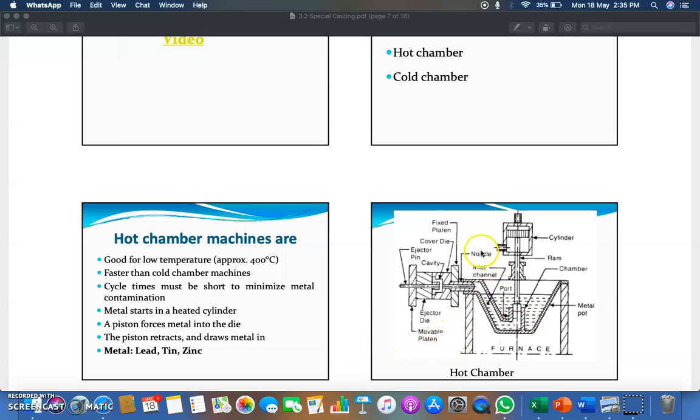This is your nozzle. This is the inlet channel, from there the inlet will be there. This is the chamber, and this is the cylinder, and this is the ram. This is the metal pot where metal has been fixed, and this is the furnace, with the help of which metal is going to be melted.